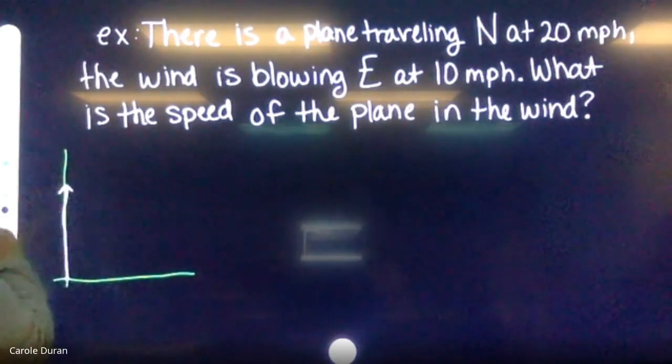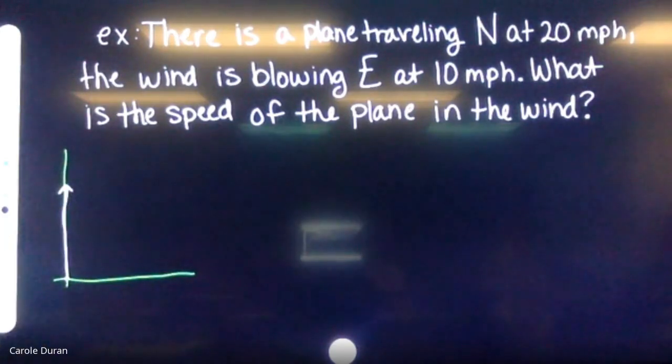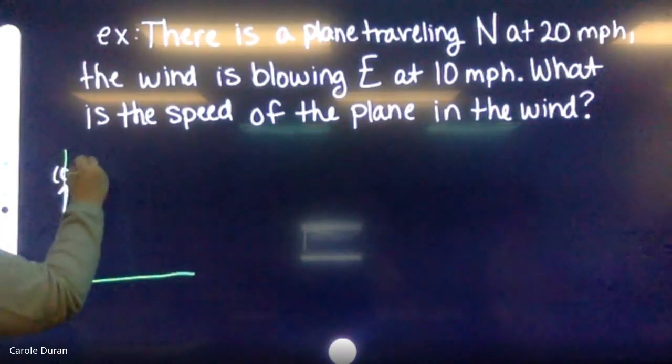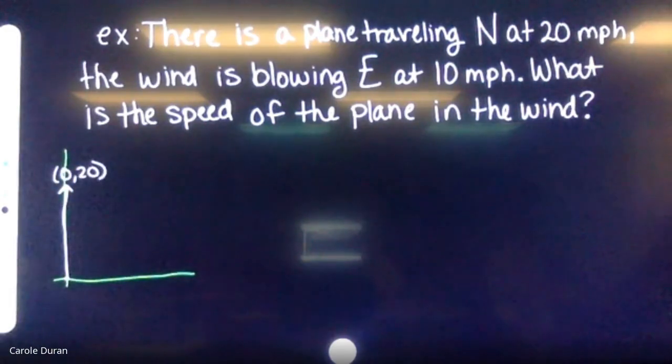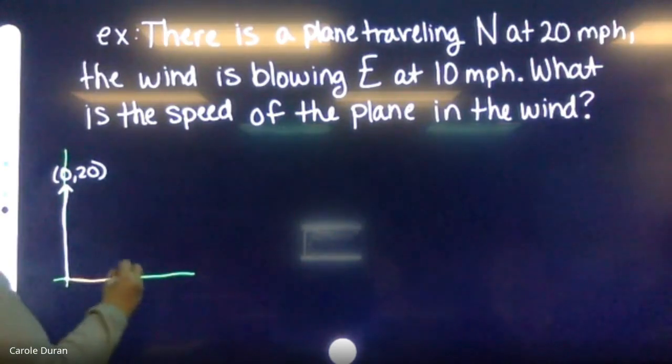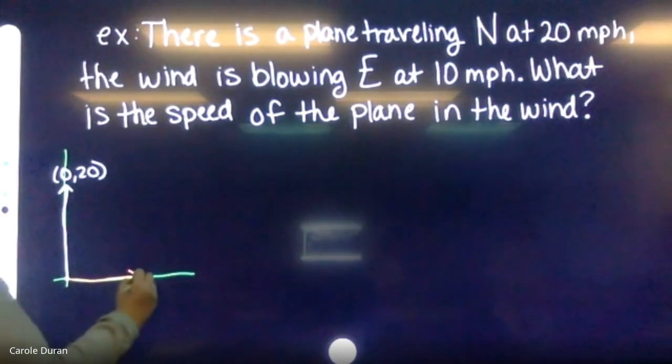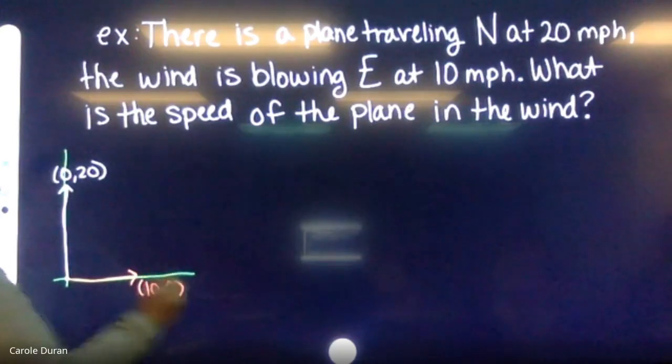Oh, we're gonna do like big numbers. 260,000 miles an hour. Maybe, you never know. Better not. Which puts it at the point (0, 20). I also have wind blowing east at 10 miles per hour. So that's gonna go right. Then it's gonna be at (10, 0) for the point.